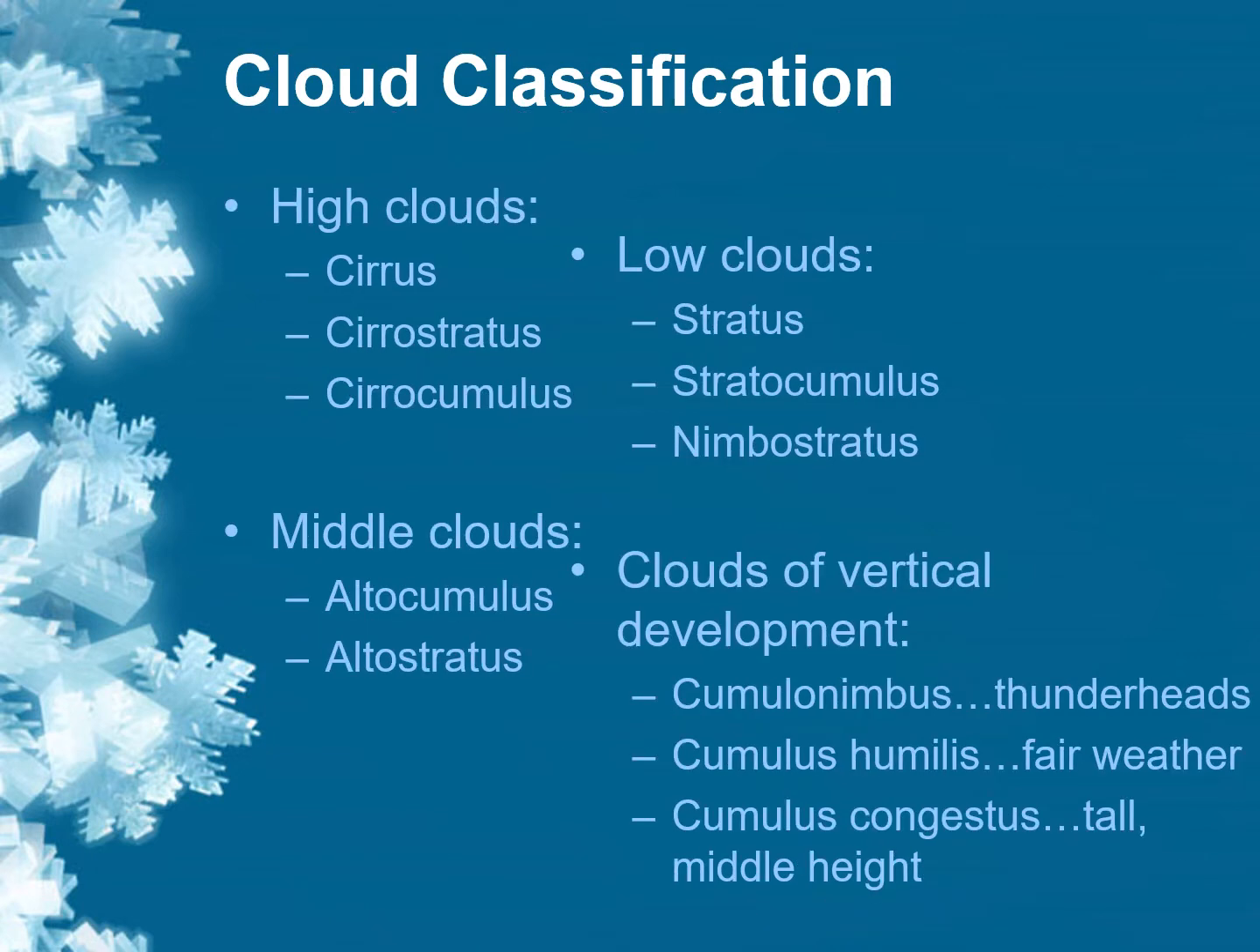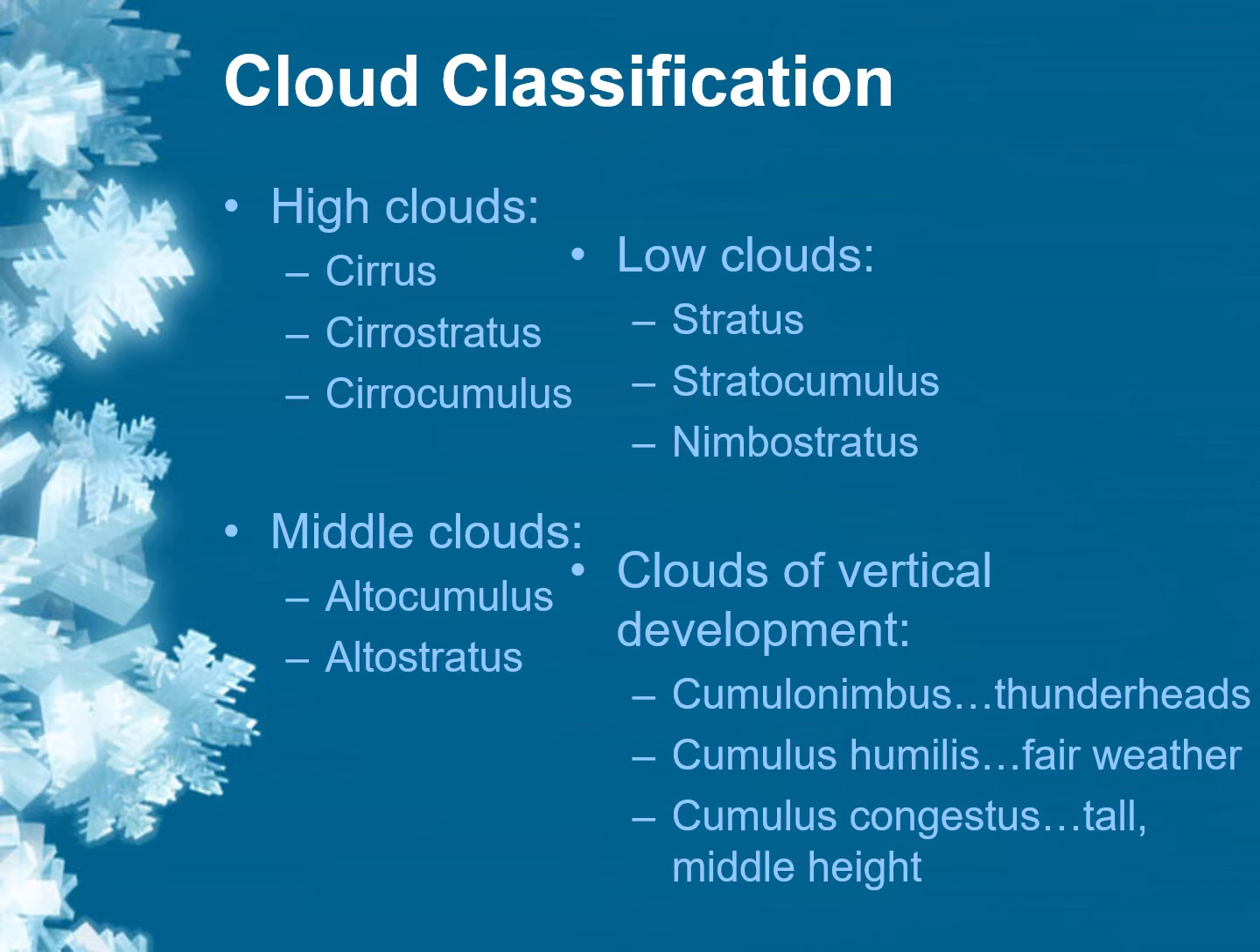All right, so moving on in our cloud classification. High clouds are going to include cirrus, thin wispy; cirrostratus, thin wispy in sheets; and cirrocumulus, thin high clouds in cotton ball looking groups. Low clouds are going to include stratus, stretching across the sky; stratocumulus, stretching across the sky but with a cumulus shape; and then nimbostratus, which are going to be your typical rain clouds. Nimbostratus are dark gray, very thick, stretching across the sky. Middle clouds we won't really focus on, altocumulus and altostratus.